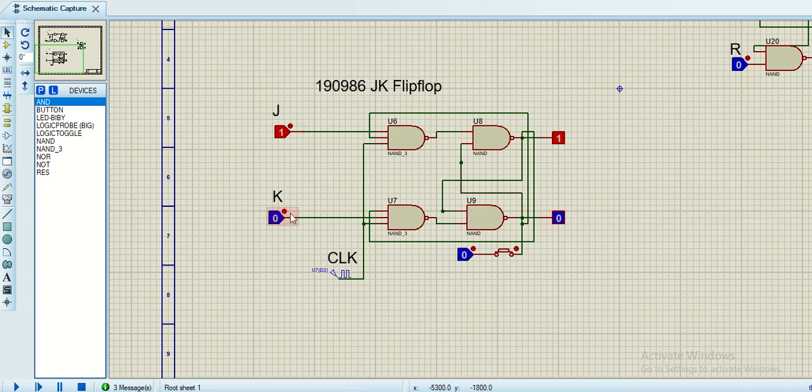So if you change the inputs, so now if you change the input to 0 1, the output has followed J. The output is 0, and here it is Q bar, which is equal to 1. So the output follows J if both of the values of J and K are different, but when they are the same, the output is not equal.